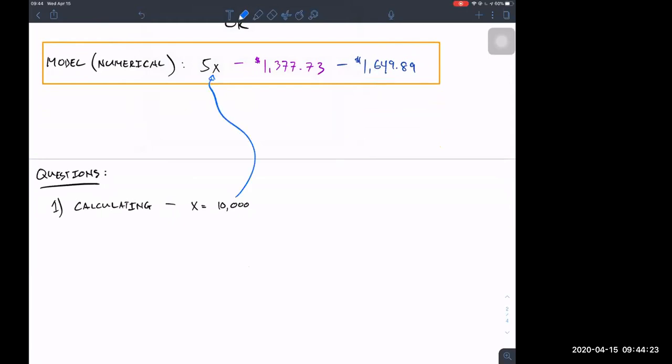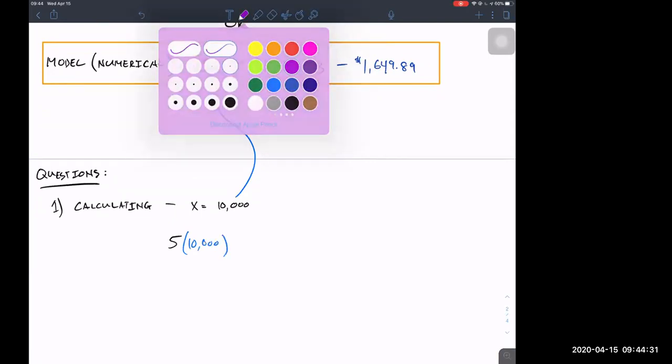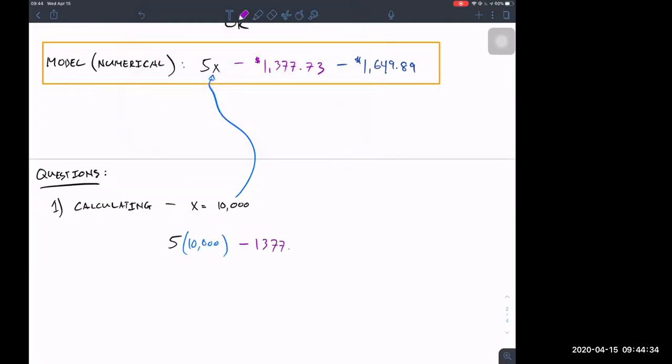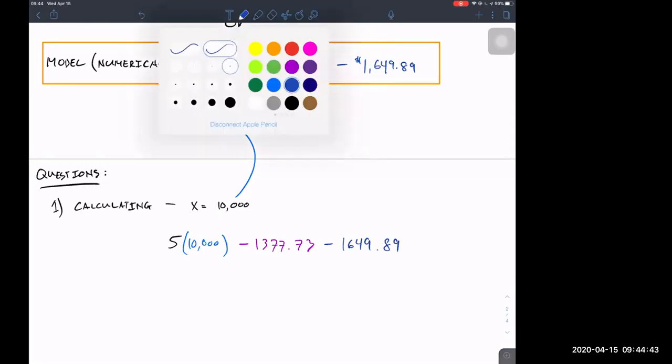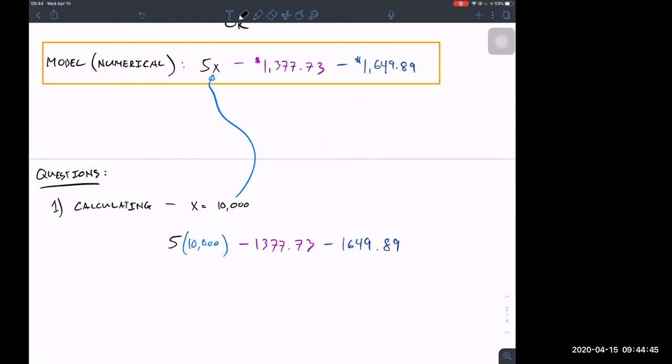Now there's a solving or a simplification aspect to it. So it's just 5 times 10,000 here. And you're gonna subtract off your other expenses, minus 1,377.73, minus 1,649.89. And then you find out that this will come out to, have the answer right here, $46,972.38, which is a positive outcome. In other words, we made money for this first month.